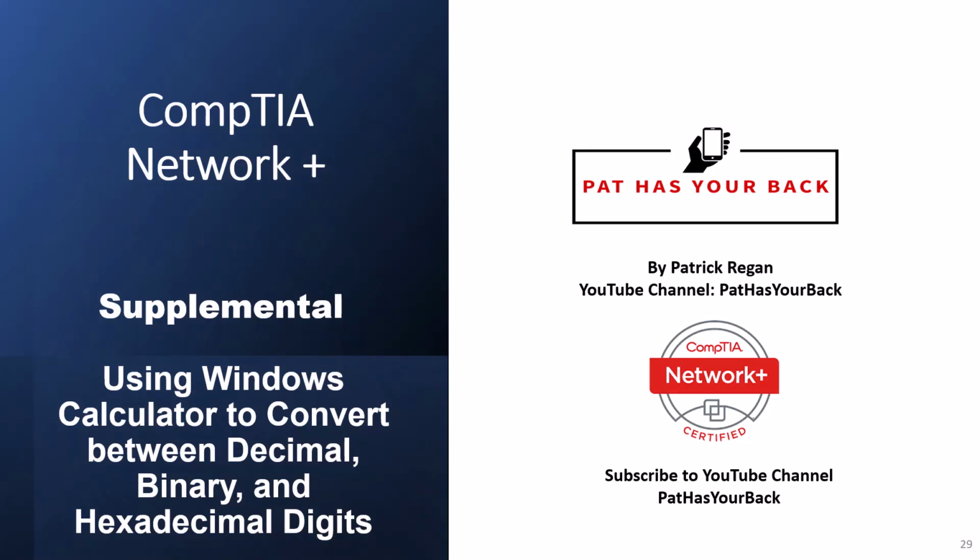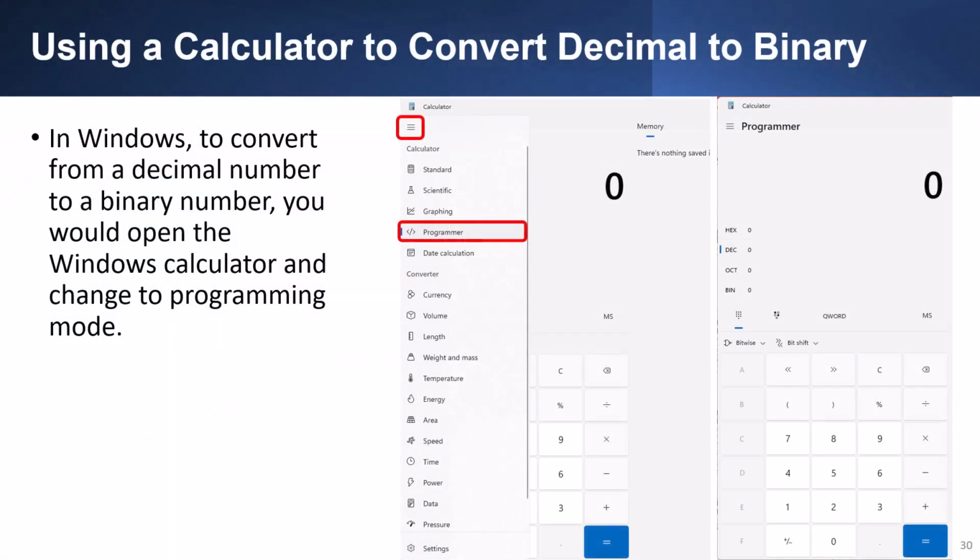During the Network Plus exam, you will not be allowed any type of calculator. And if you have to take the Cisco CCNA exam, you'll have to do these calculations quickly, as it is essential for the exam. However, in everyday situations, you can pull up a binary converter site or you can use the Windows calculator. In Windows, to convert from a decimal number to a binary number, you would open the Windows calculator and change to programming mode.